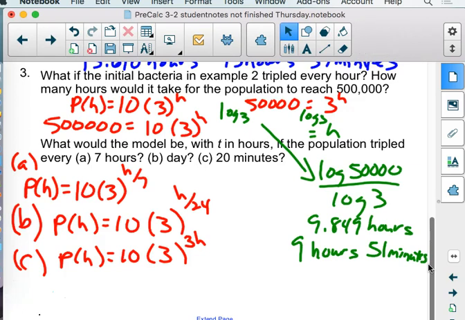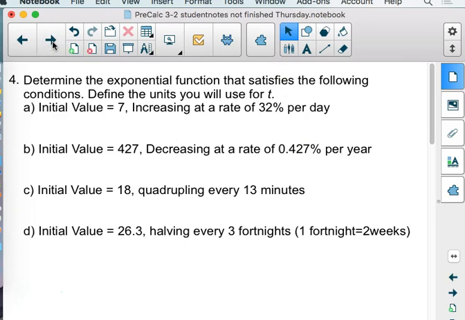So, that's some good exponential stuff we did there, and fortunately for us, there's more! Woohoo! So, we're still working on modeling real-life situations using exponential growth and decay from our objective. And this one says, determine the exponential function that satisfies the following conditions and define the units you're going to use for t. So we're just going to use t for every single one, but we're going to tell people here's what t stands for. And we're just writing them. They're not having us use this for anything.